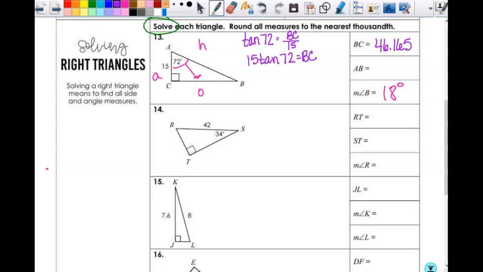Now, when we go to find the hypotenuse, I could use the opposite side that I just found, but I would have to store it, and you should always use what they gave you if you can, just in case you did something weird, so you don't get things wrong. So we're going to find AB now, which means I'm going to use the adjacent and hypotenuse, so that's cosine. So the cosine of 72 is going to be equal to 15 over the length of AB. So AB is equal to 15 over the cosine of 72.